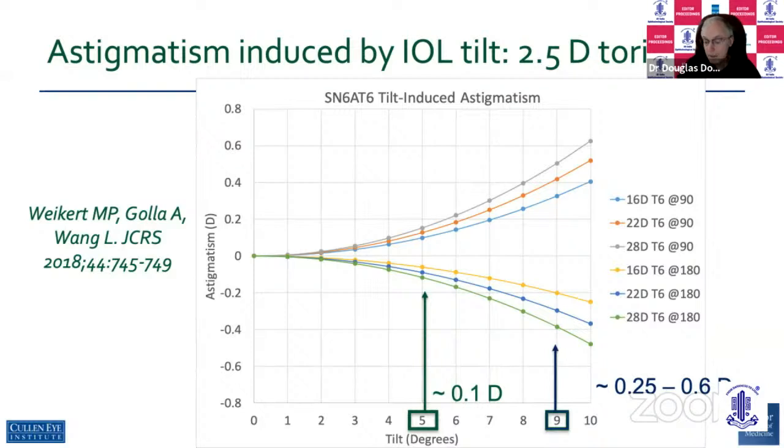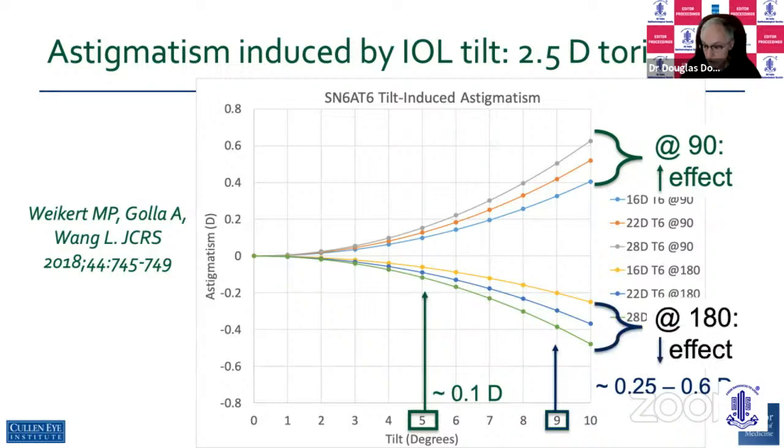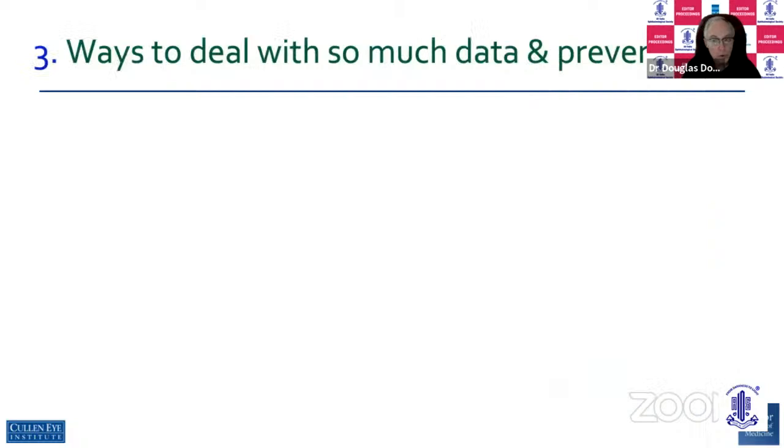It's also important to know that if you're aligning your toric IOL at 90 degrees to correct with the rule astigmatism, you get an increased effect of that IOL toric correction. So it creates more against the rule change. And conversely, you undercorrect if you're aligning the IOL at 180 degrees. So this is going to come into play as we move forward.